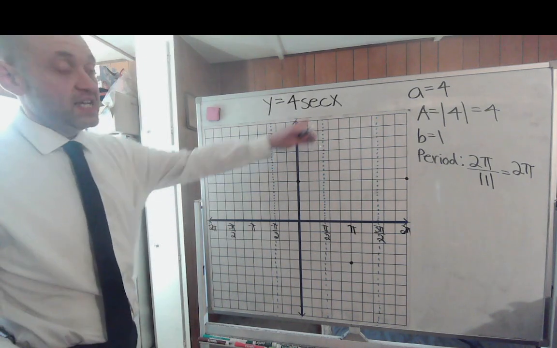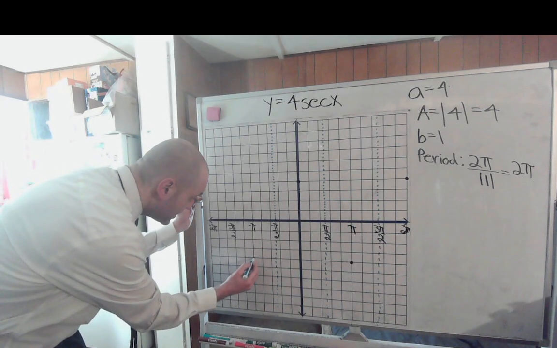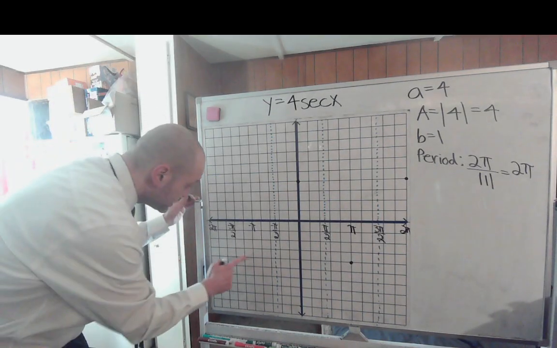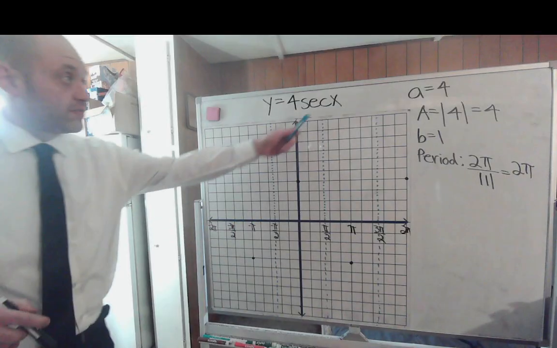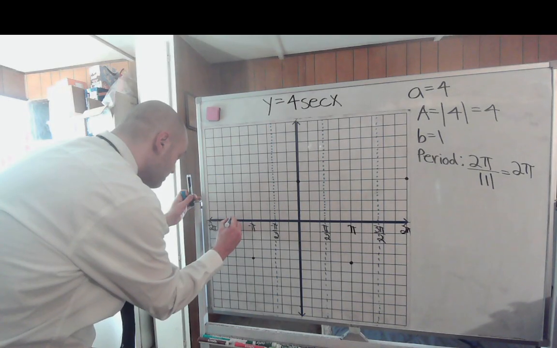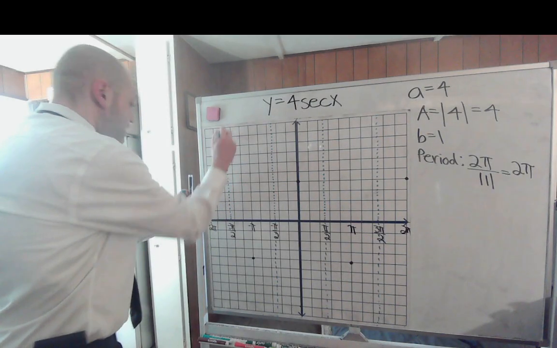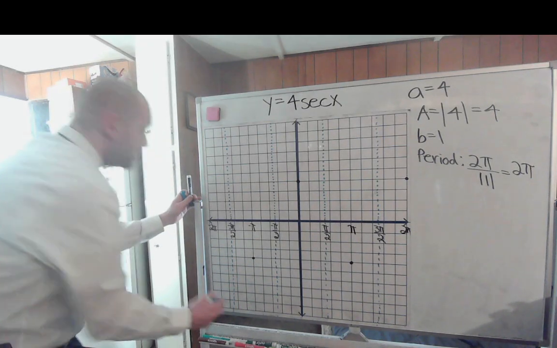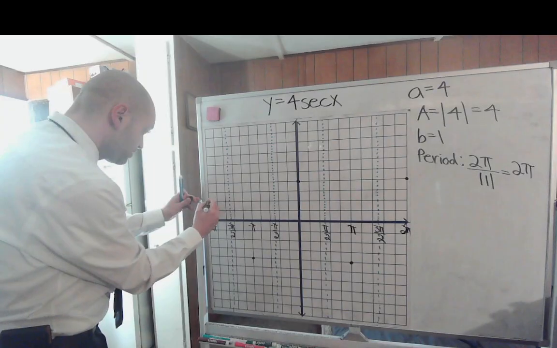Negative pi, the secant of negative pi is negative 1 times 4. That's actually going to be negative 4. Whoops, wrong color. Well, at least I have a good marker for where I'm going to be. Okay. Secant of negative 3 pi over 2, that is undefined, so there's another vertical asymptote. And then negative 2 pi, the secant is going to be 1 times 4, which is actually 4.